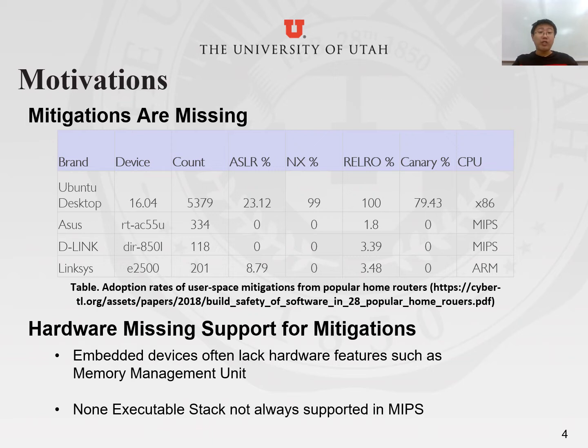However, preliminary results from our collaborators indicate that mitigation is rarely applied on embedded devices. The table represents the result from our collaborators by evaluating the mitigation in popular routers. Looking at this table, binaries from Ubuntu desktop are well protected with stack canary, non-executable stack, and relocation read only. In comparison, all the mitigations are almost missing in the popular routers. This motivates us to extend the study into a much larger scale.